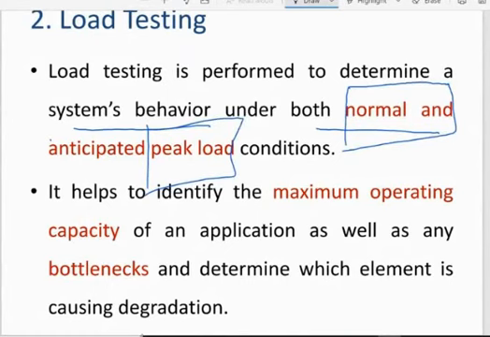IRCTC is one example. What you can test is that testing can be done during regular hours, and then another will be the peak load, which is during Tatkal hours. The testing can be done because that would be the anticipated peak load condition, and sometimes it goes beyond anticipation as well. So load testing helps you identify the maximum operating capacity of an application as well as any bottlenecks, and determine which element is causing degradation.